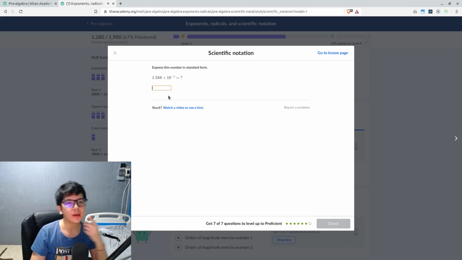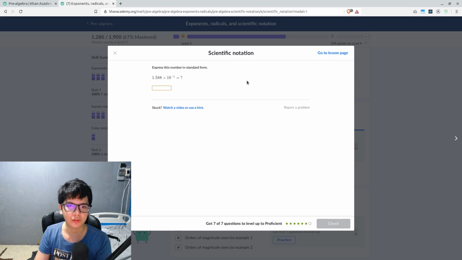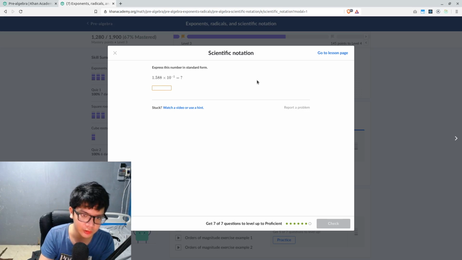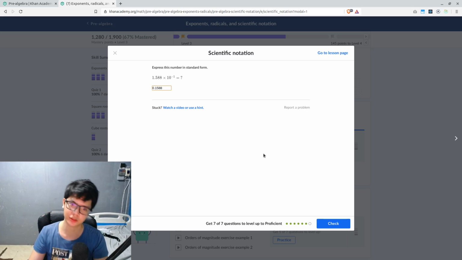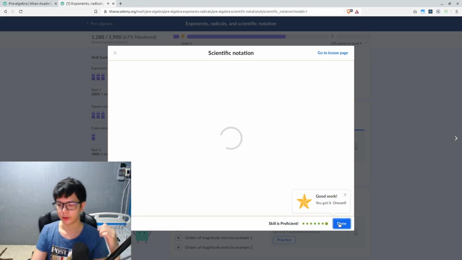Okay. Express this number in standard form. Just one decimal place to the left, so we have 0.1488. Okay, cool.